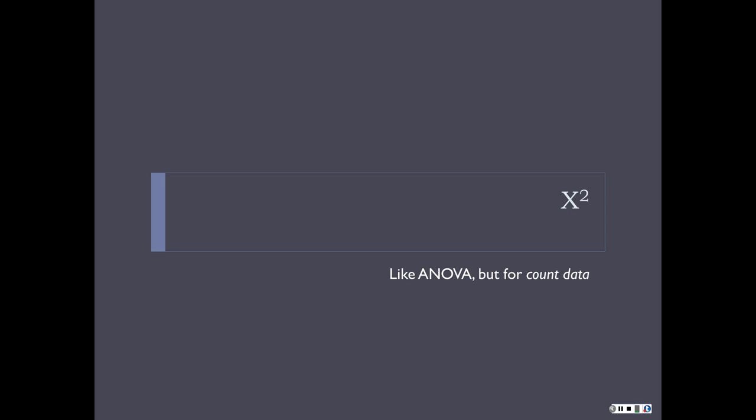Now, there are two types of chi-square tests. The thing they have in common is that they both use the chi-square distribution, but they use it in different ways. They have things in common, but they're different kinds of tests. So first I'll talk about what we call a one-way chi-square or a goodness of fit test in this lecture.